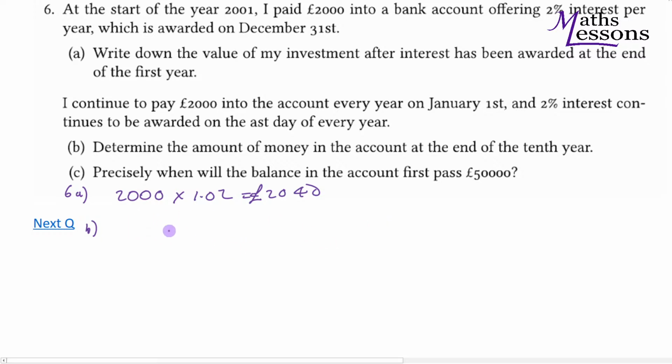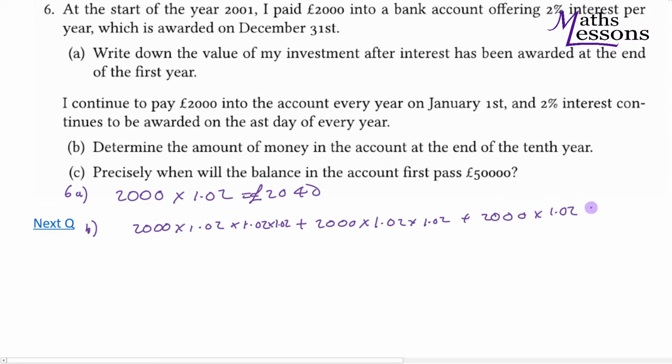Now for part B, I always think it's a good idea to get a feel for what's going on in this question. So that's the end of your first year, 2,000 times 1.02. Then at the end of the second year, you're going to get that amount of money times by 1.02 again. But you're going to have another 2,000 deposited at the beginning of that year, and that 2,000 will get an interest of 2% on it. And then if we do a third year, this will get times by another 1.02, this gets times by another 1.02, and then we add in a deposit of 2,000, which also will earn interest of 1.02.